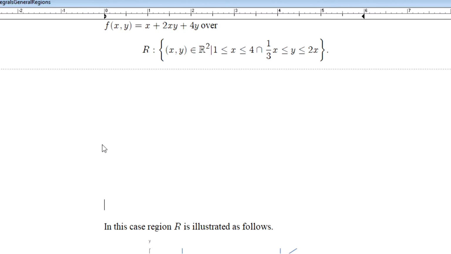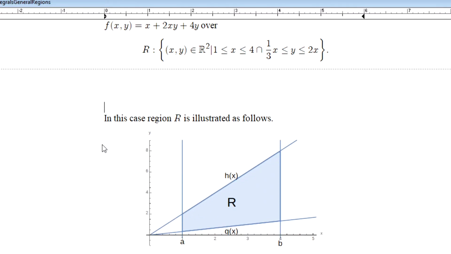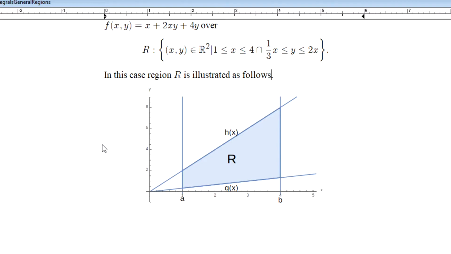Consider the case for region R and what it actually looks like graphically. In this particular case, region R would be illustrated as follows. This would be our description for region R. It is this set of points in two-dimensional space with respect to x and y, where x is bounded between these values of 1 and 4, illustrated by these vertical lines bounding the left and right side of R. And y is bounded between these two linear functions.